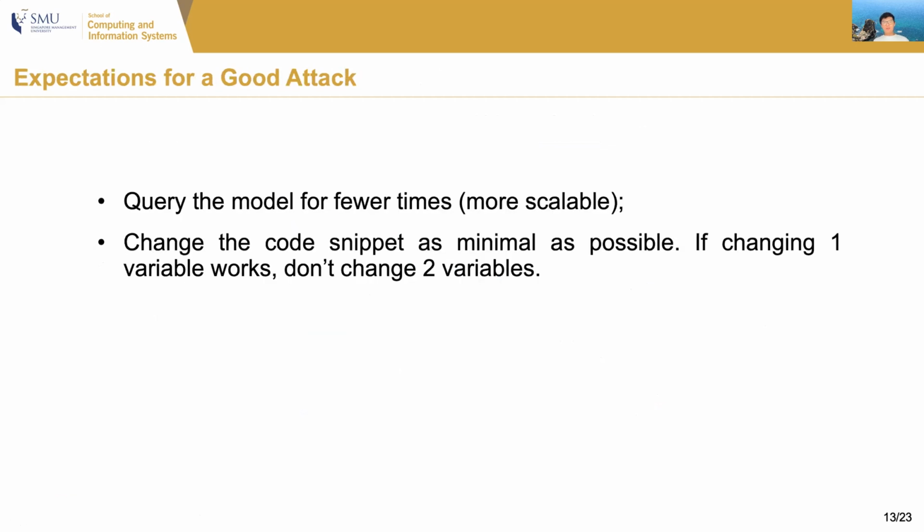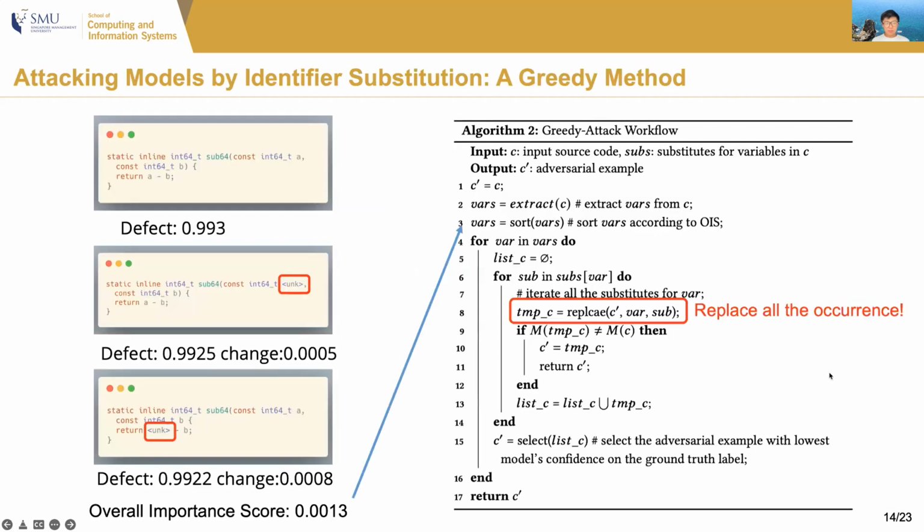Okay, so far we have had substitutes, but how can we generate adversarial examples? Do we need to enumerate all the possible combinations of replacements? Maybe not, but we have some basic expectations for a good attack. First, it should query the model as few times as possible. As explained earlier, the AI models are usually hosted remotely on the server. Querying a model so many times can be very suspicious. Besides, we also expect the code snippet to be changed as minimally as possible. If changing one variable can fool the model, then don't change two variables. Otherwise, it's more likely to be found.